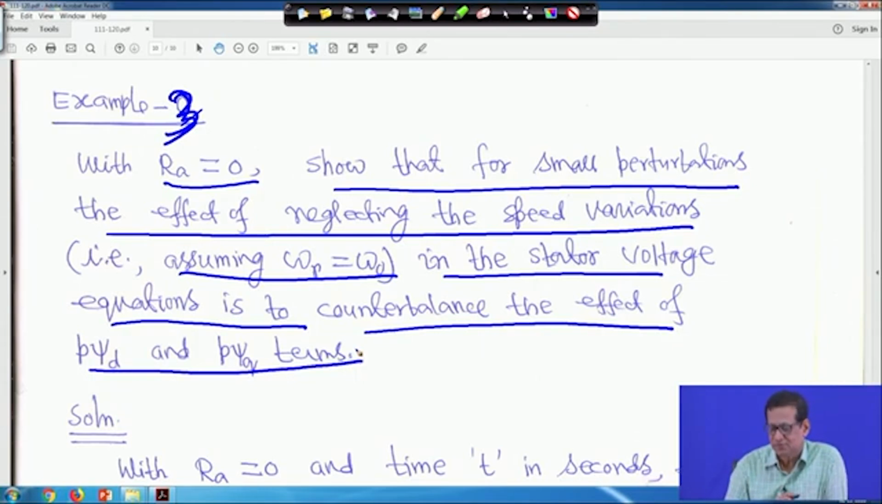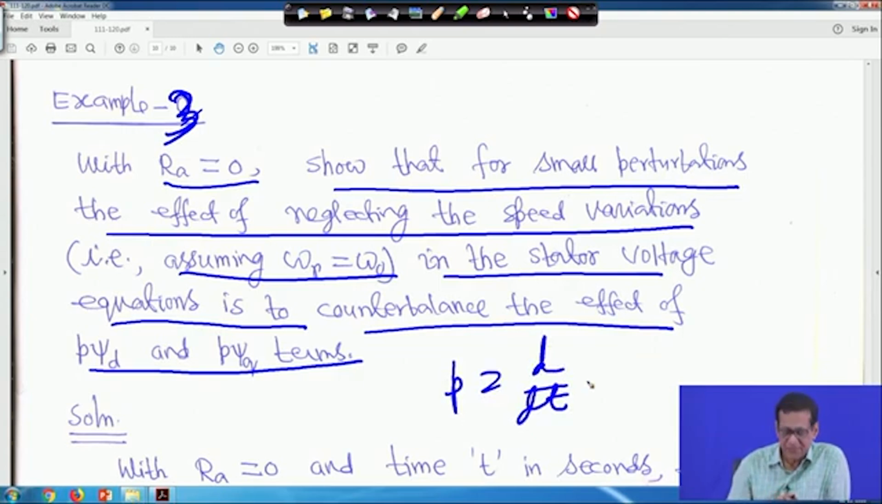So, we have to prove that for small perturbation the effect of neglecting the speed variation, that is assuming omega r equal to omega 0 in the stator voltage equation, is to counterbalance the effect of the P psi d and P psi q terms. P psi d means this is a differential operator, that is P is equal to d/dt. So, it is basically the psi d dot and psi q dot terms.